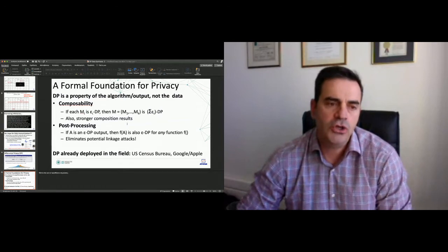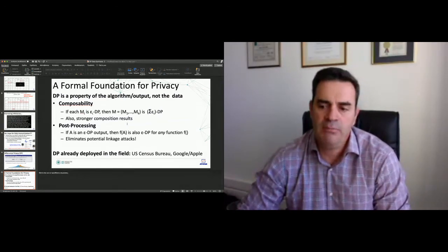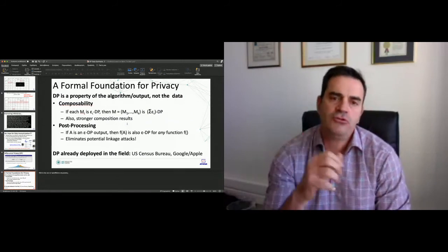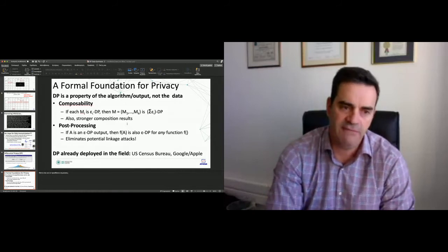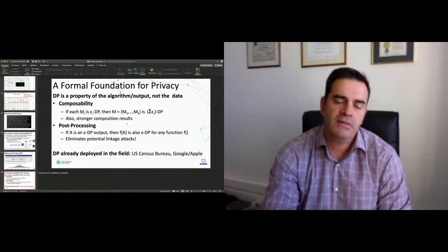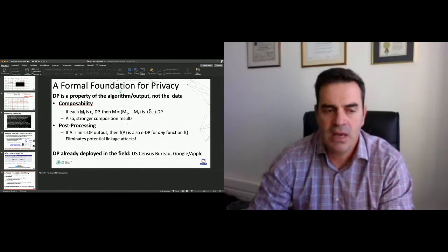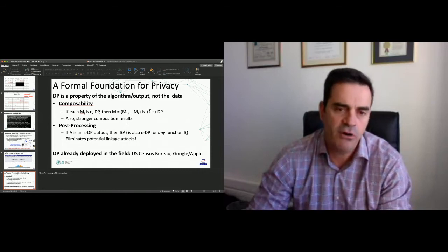One thing you should note here is that differential privacy is a property of the algorithm and not a property of the data, right? So it doesn't really refer to the data set that was used for the algorithm. It refers to the algorithm itself. Now, the nice thing here is that you have these very nice mathematical properties, which I think would be desirable for any formal foundation that we would like to have for privacy.